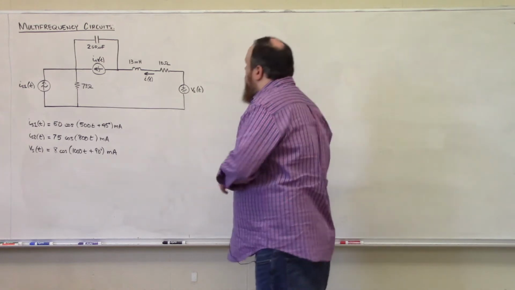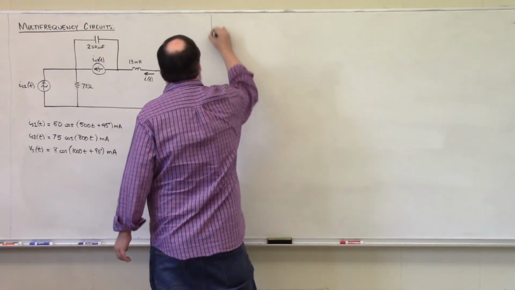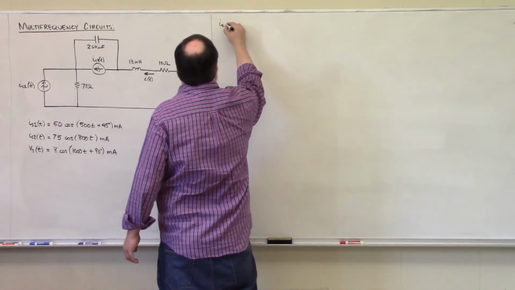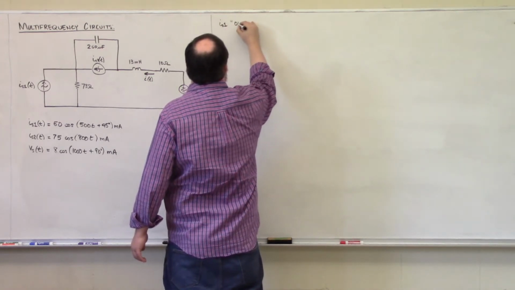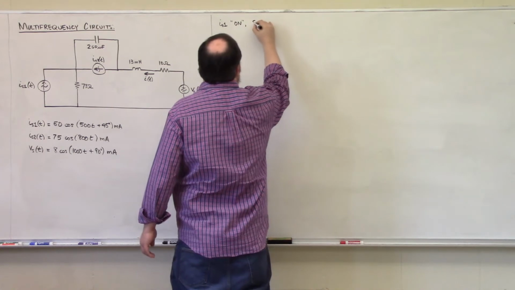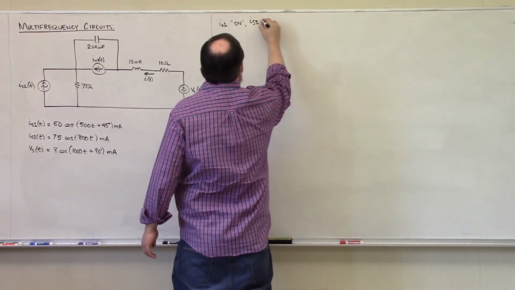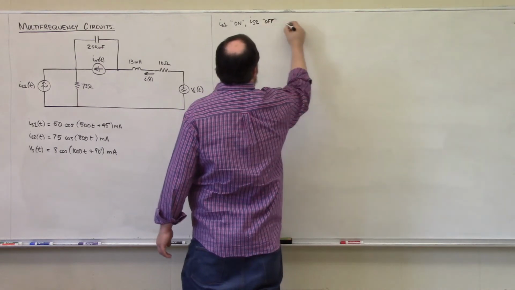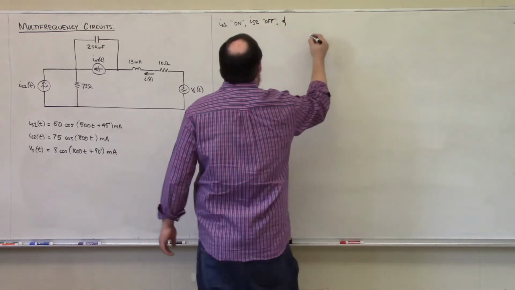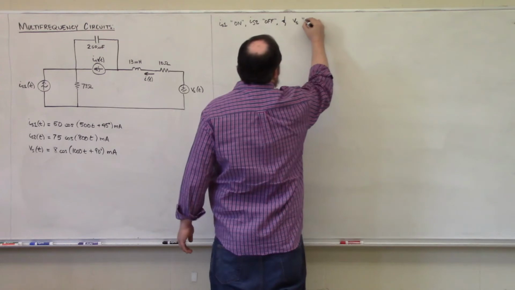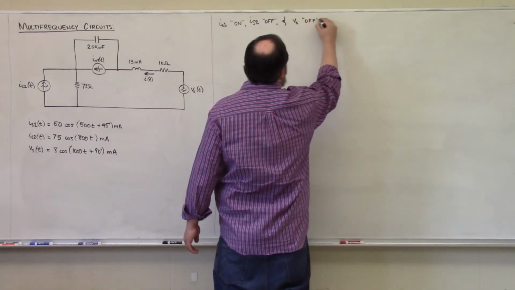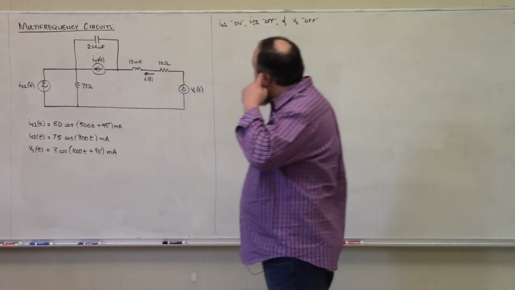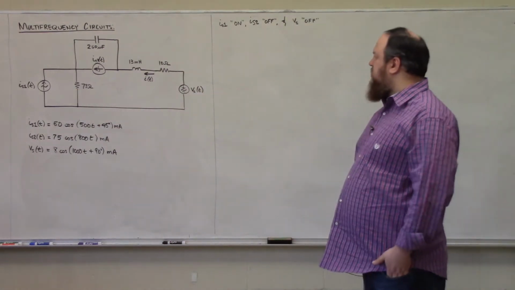So let's work the problem first with IS1 on, IS2 off, and VS off. So our first current source on the left-hand side is going to be on, and all of our other sources are going to be turned off.